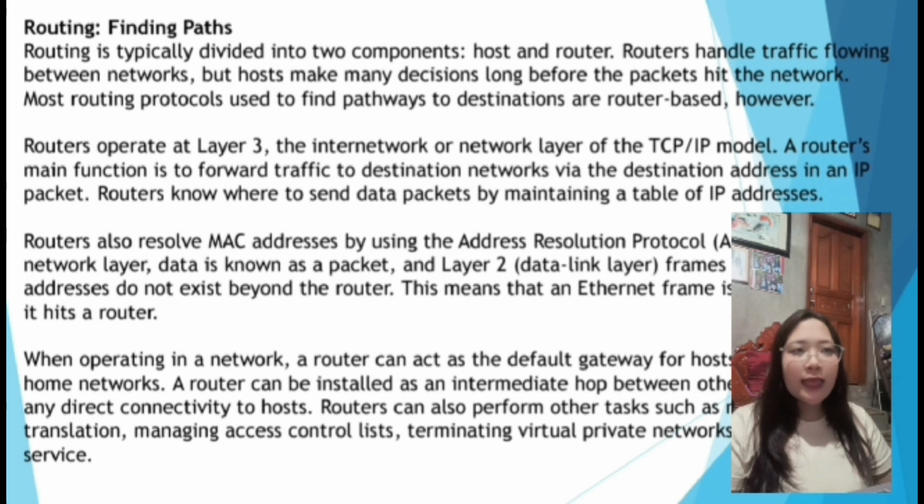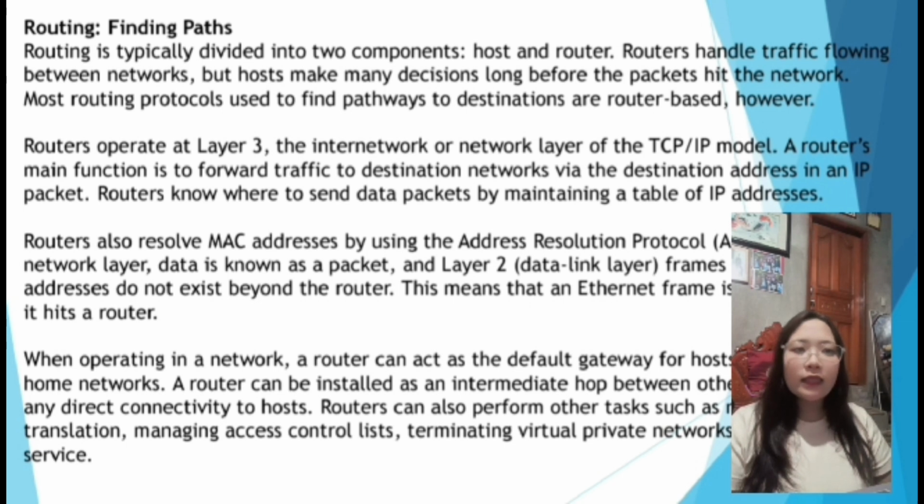Routers know where to send data packets by maintaining a table of IP addresses. Routers also resolve MAC addresses by using the Address Resolution Protocol. At the network layer, data is known as a packet, and at Layer 2, the data link layer, there are frames and MAC addresses, which do not exist behind the router. This means that the incoming frame is destroyed when it hits a router.